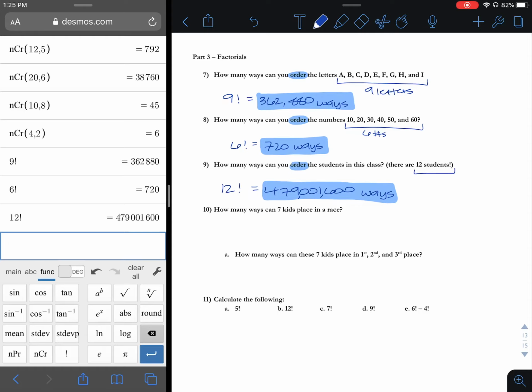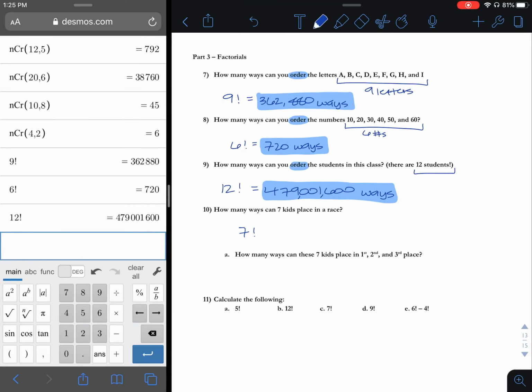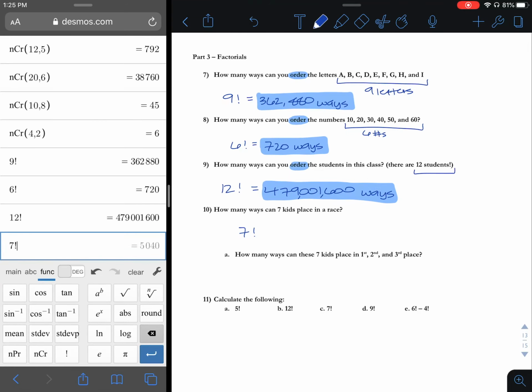Okay, all right, number 10. How many ways can 7 kids place in a race? Well, I have 7 kids, not 7 kids out of something, 7 kids in total. So I have 7 factorial. So again, 7 factorial, I have 5,040 ways.